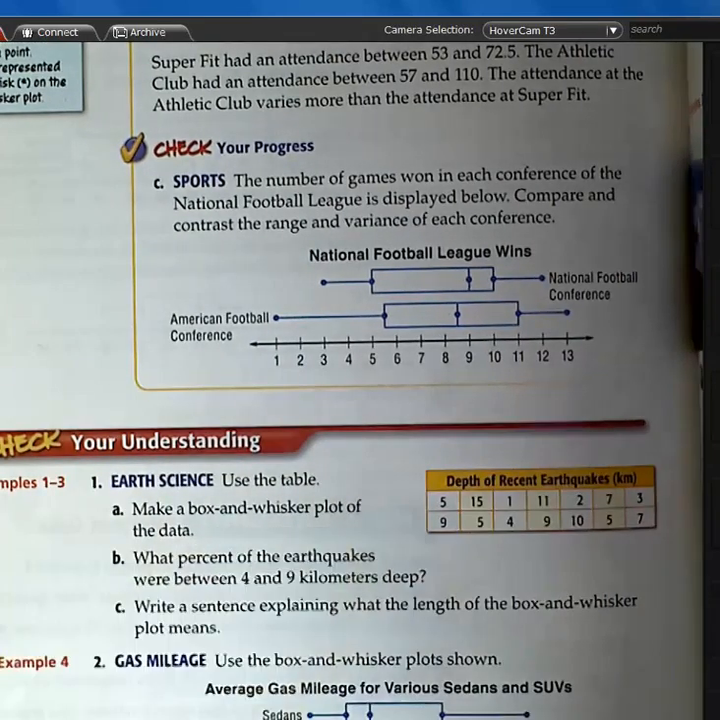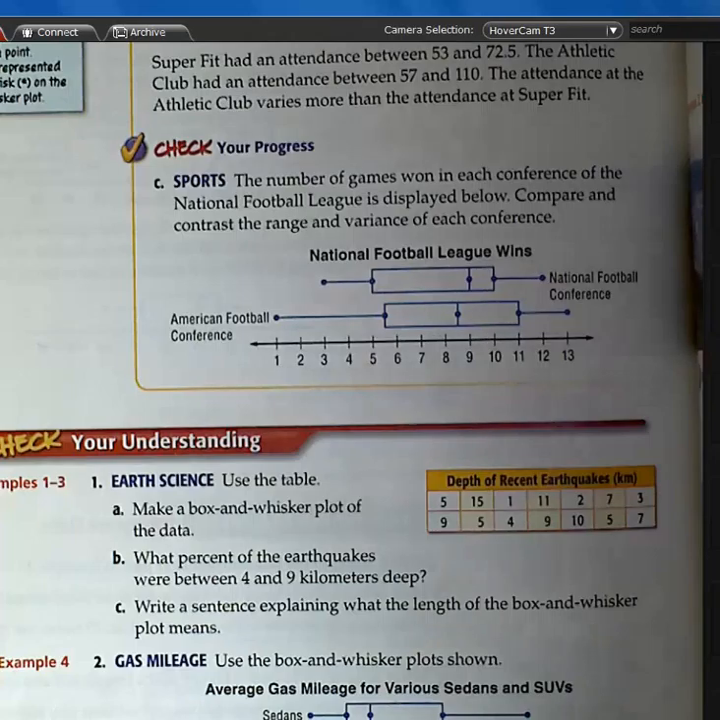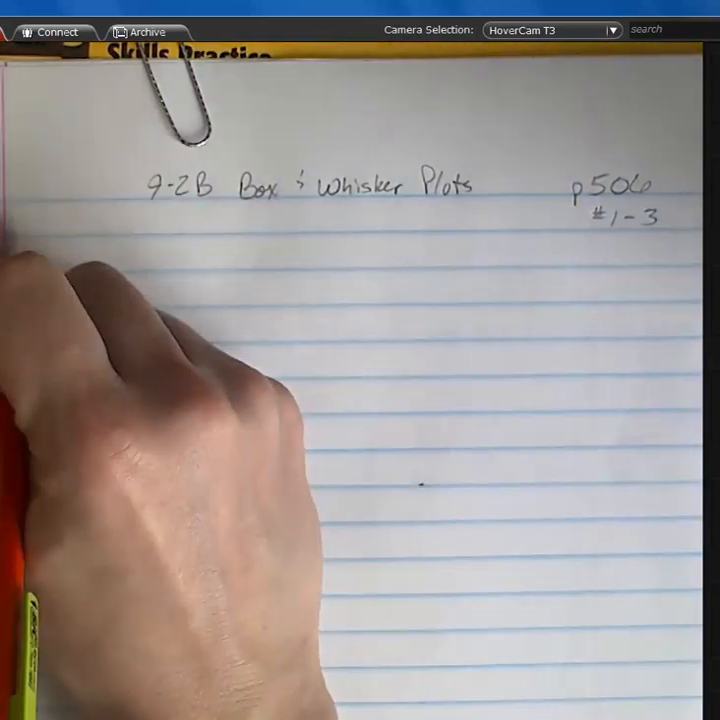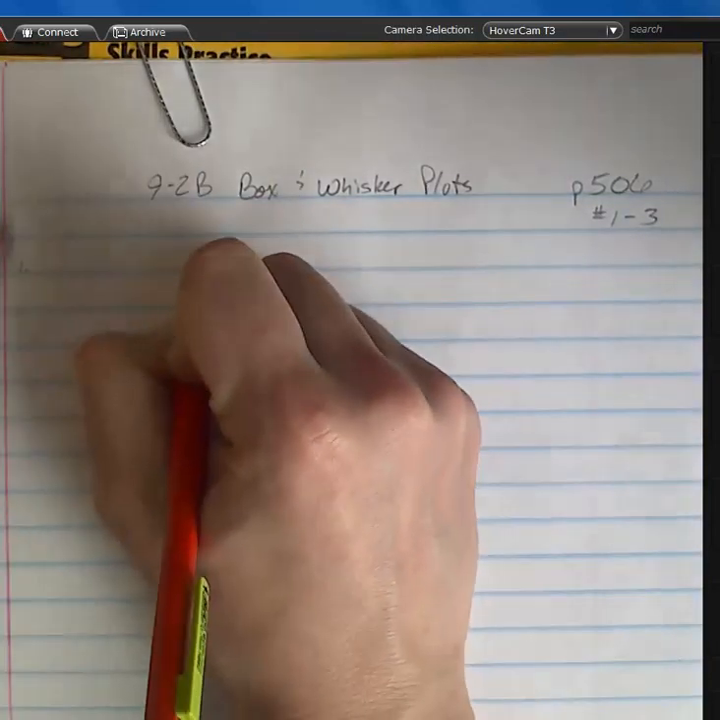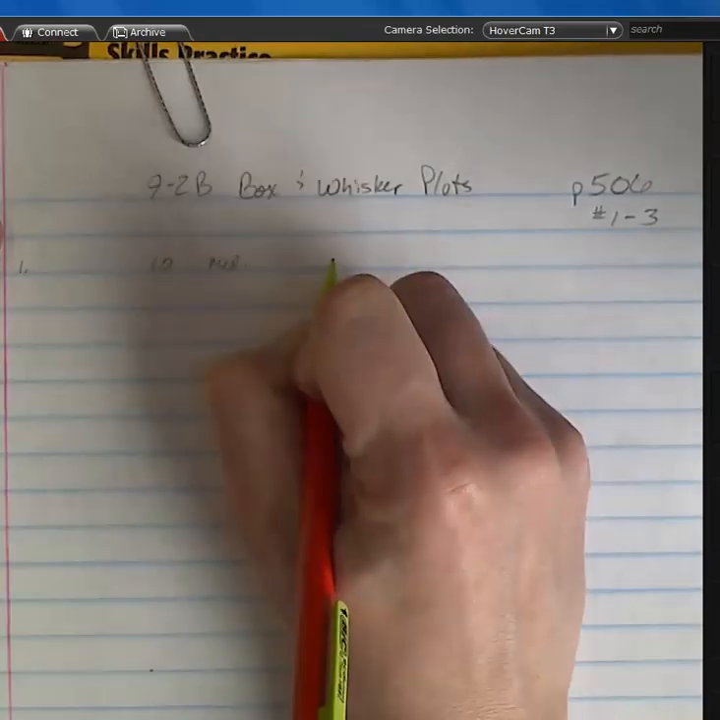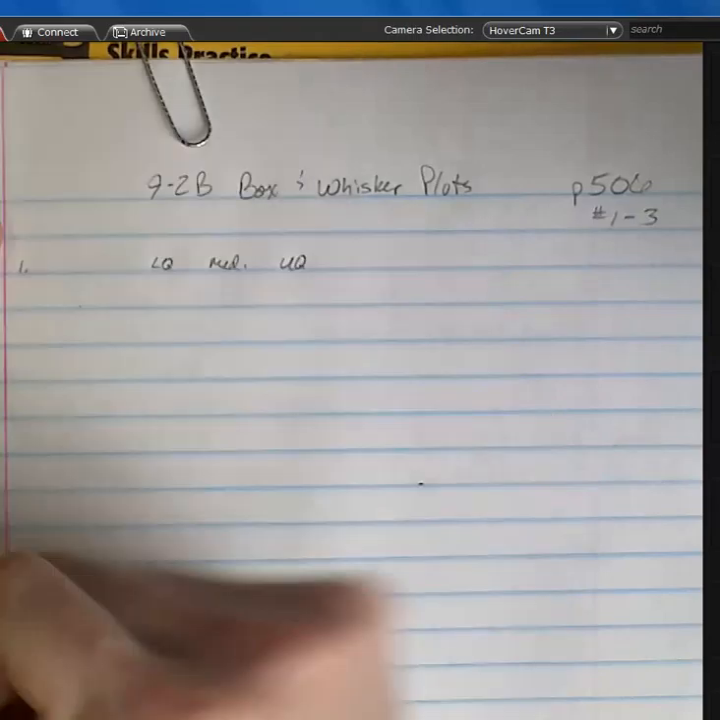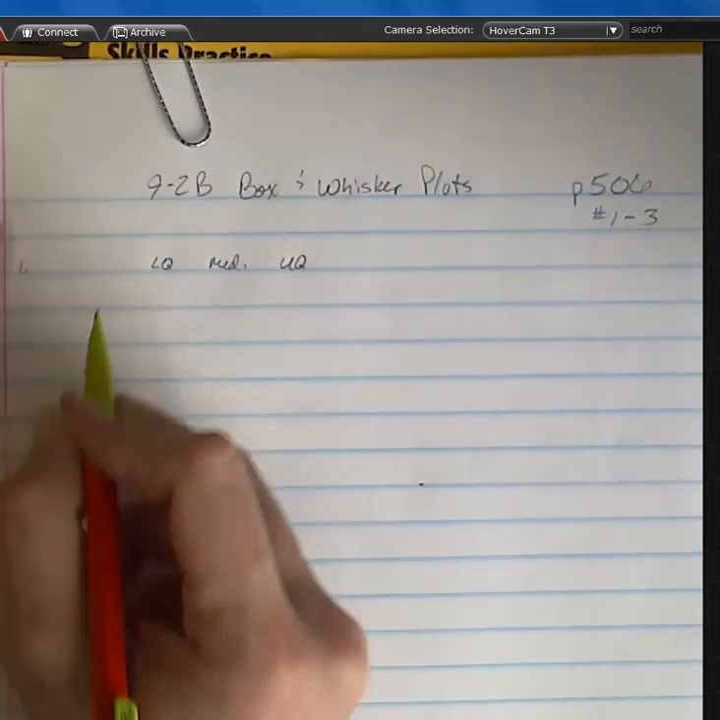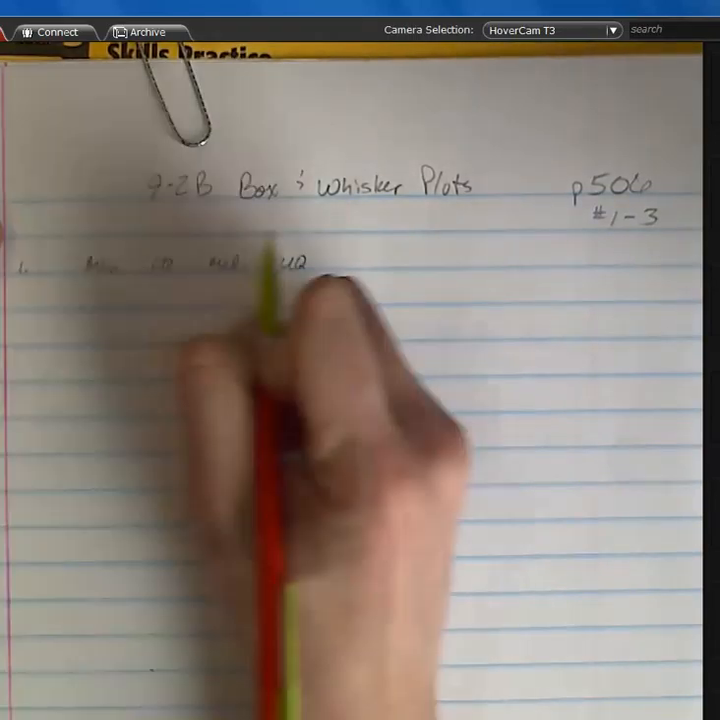What 5 numbers do you need to make a box and whisker plot? Emma? Median? Lower quartile, upper quartile, the lower and the upper extreme. Good. The minimum and the maximum.